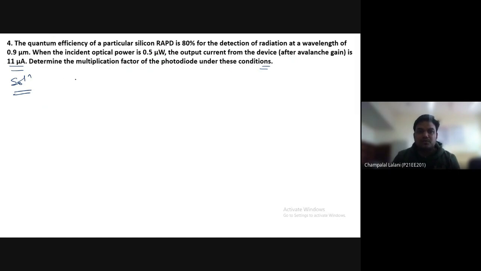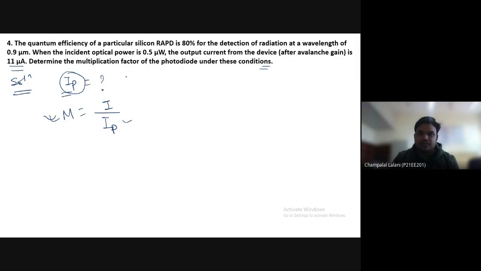First of all, you need to find the photocurrent, that is without multiplication. Once you find the photocurrent without the multiplication factor, then with this I, which is with the multiplication factor, I by IP you will get the M. So in this question, you need to find the IP. I is already given. Once you find the IP, then you can find the M. This is a simple question.